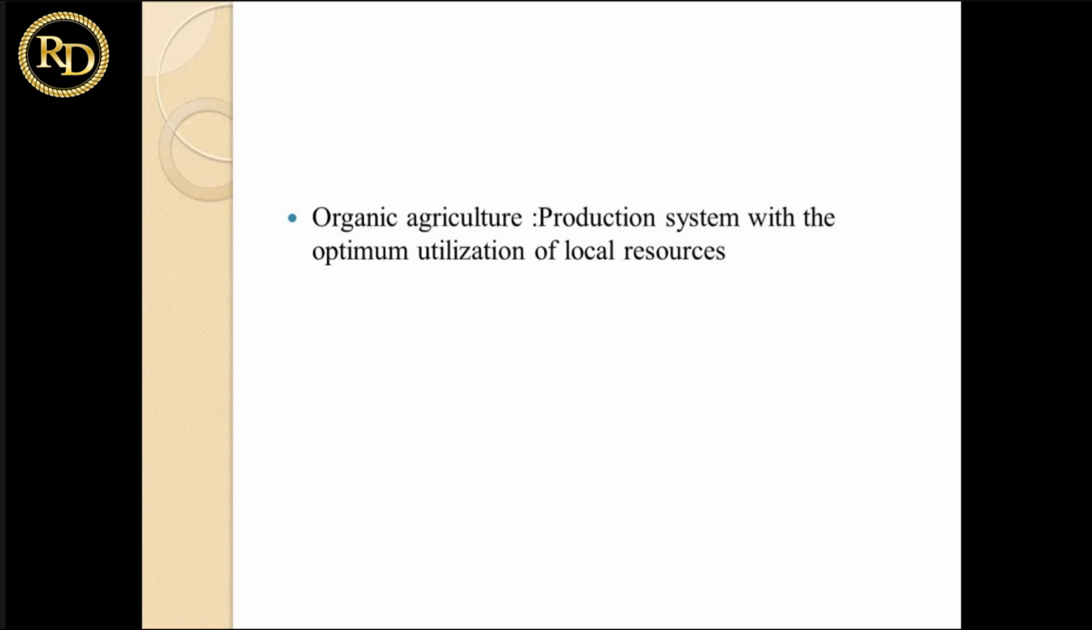Otherwise, if you bring it from faraway places or different places, the transport cost will increase and you will have less monetary returns. So we have to take into consideration the production system with optimum utilization of local resources. Means we'll go for optimization as well as utilization of local resources. These are the 2 basic concepts of organic farming, and we can say organic culture.